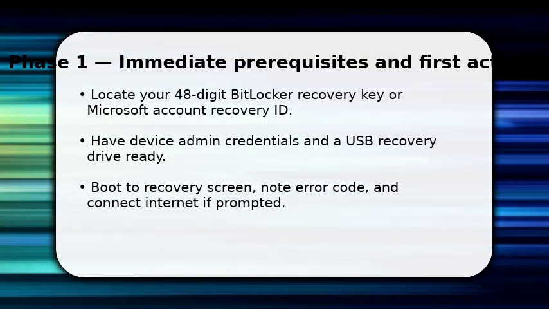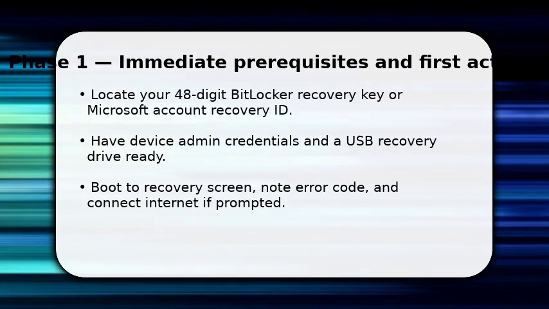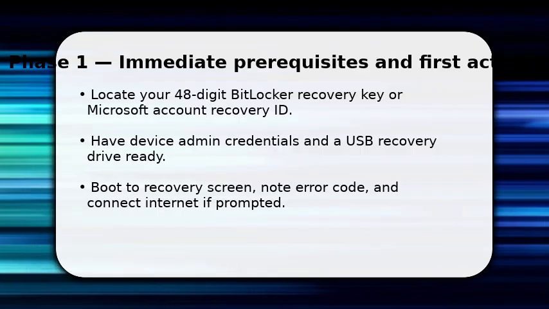You begin by finding the 48-digit BitLocker recovery key. It's essential. Sign into the Microsoft account linked to the PC or retrieve the printed key. Once done, insert any USB recovery drive and reboot to the BitLocker recovery screen. If Windows prompts for an error code, read it aloud and keep a note.